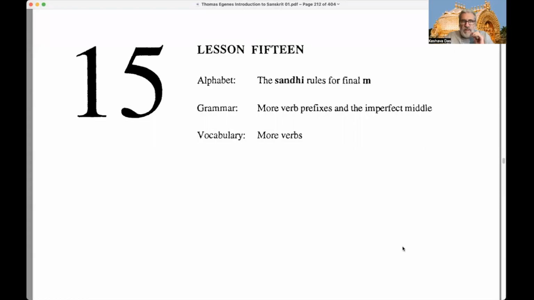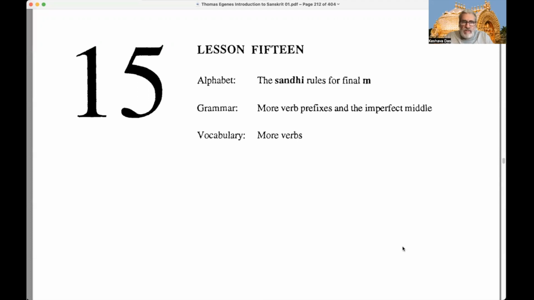So we're continuing on with Thomas Aquinas, Sanskrit Made Easy, and we are looking at chapter 15. A summary of the contents of chapter 15. We are going to look at the Sandhi rule for final M, when makara comes at the end of a word and is followed by any other word.